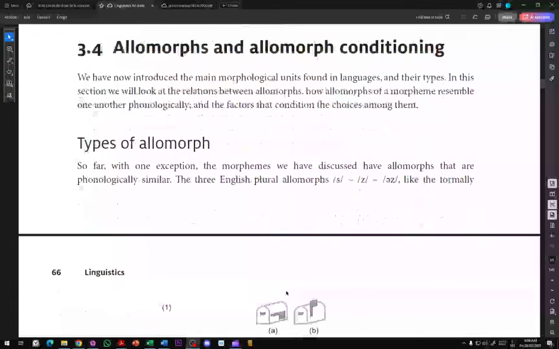Allomorphs and allomorph conditioning. We have now introduced the main morphological units found in languages and their types. In this section, we will look at the relations between allomorphs, how allomorphs of a morpheme resemble one another phonologically, and the factors that condition the choices among them.